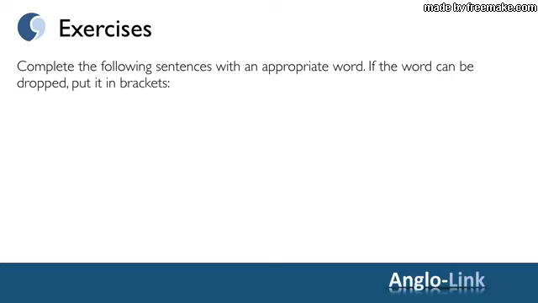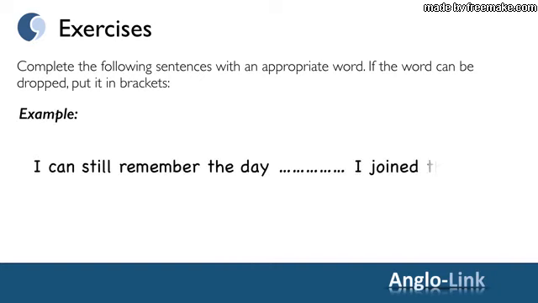Right. Let's finish with some exercises. Complete the following sentences with an appropriate word. If the word can be dropped, put it in brackets. For example, I can still remember the day I joined the team. I can still remember the day when or that I joined the team. And you can drop the relative pronoun here, so we've put them in brackets. I can still remember the day I joined the team.